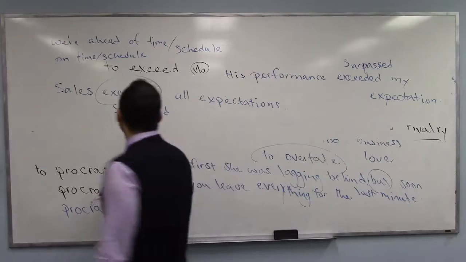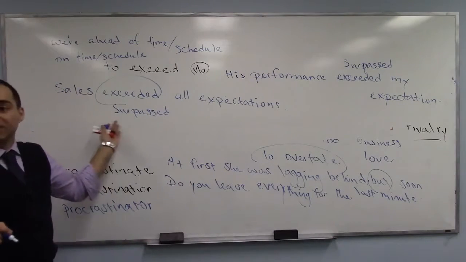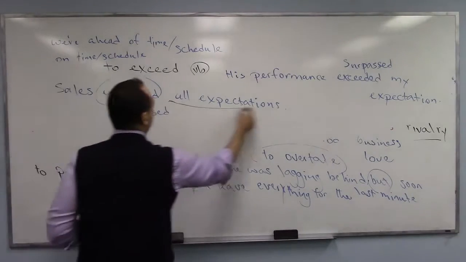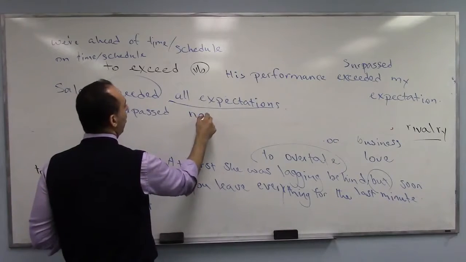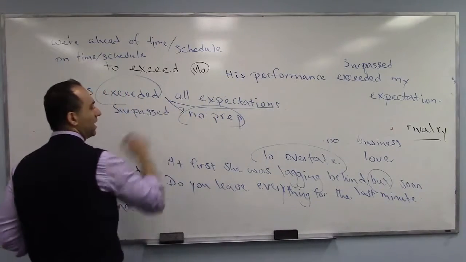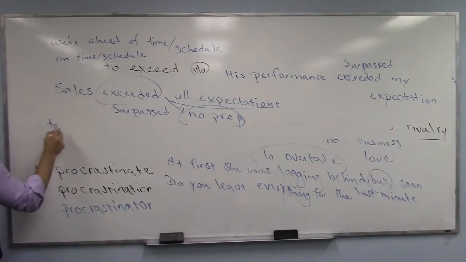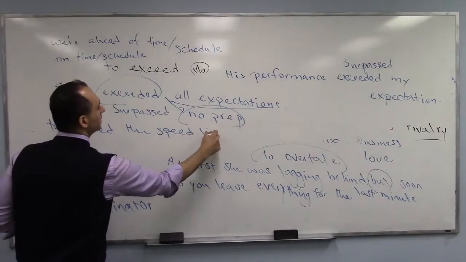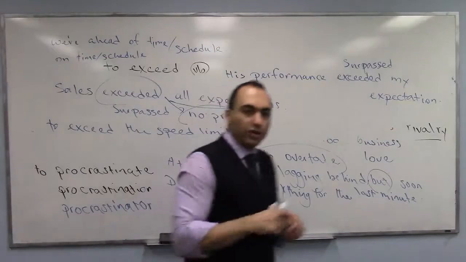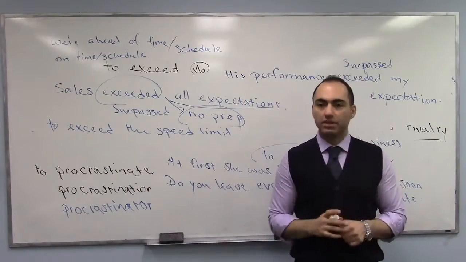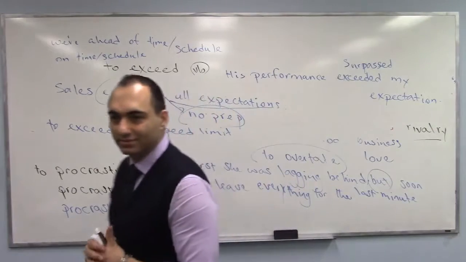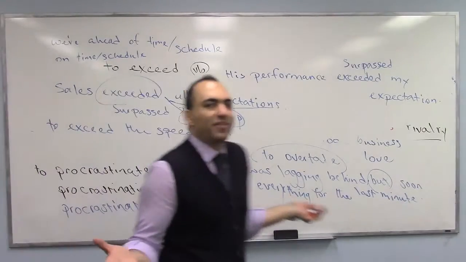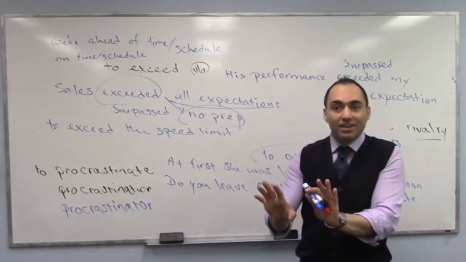Now, notice, do you exceed in, on, for, above, over something? You exceed something. So no preposition. To exceed the speed limit. If you're driving and you exceed the speed limit, what happens? You'll get a ticket. Ticket for speeding, right? You'll get a ticket, you will be fined.